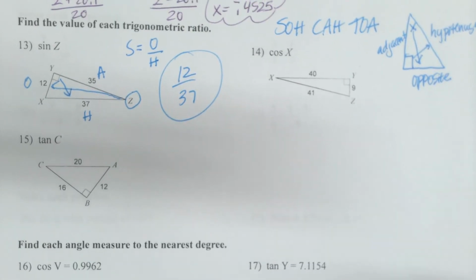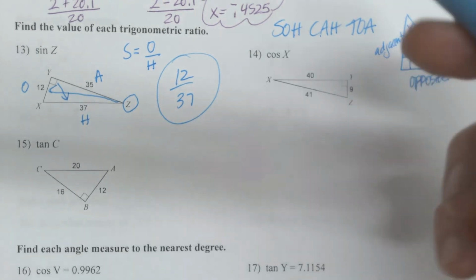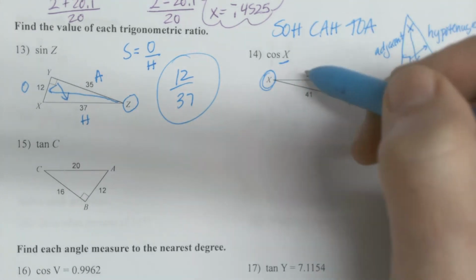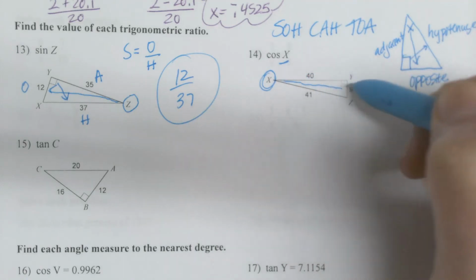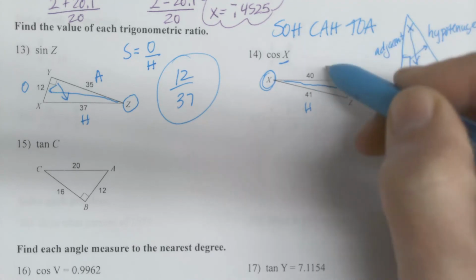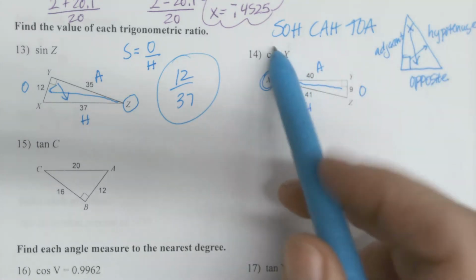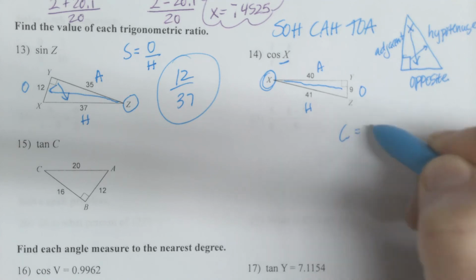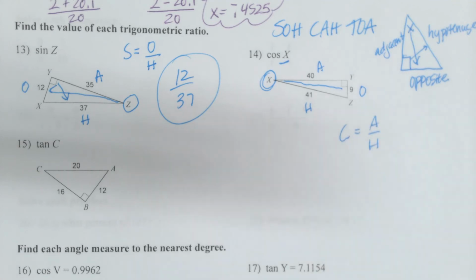I'll leave 14 for you guys to do. Just remember that you're looking for X, so X is the angle of interest. So you do your opposite, your hypotenuse, and your adjacent. And then I'm going to do cosine is adjacent over hypotenuse. I'll let you guys figure that one out.